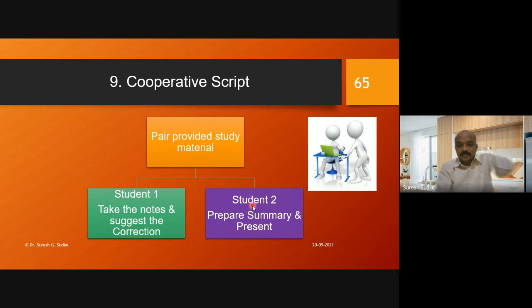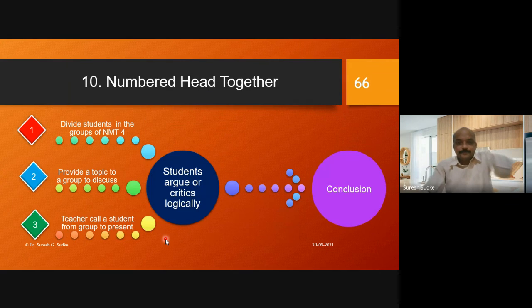And the second student firstly prepares the summary and presents in front of the other. They take the notes and suggest the corrections, and they will finalize the script. So this is known as a cooperative script. Then numbered heads together. This is another cooperative technique.